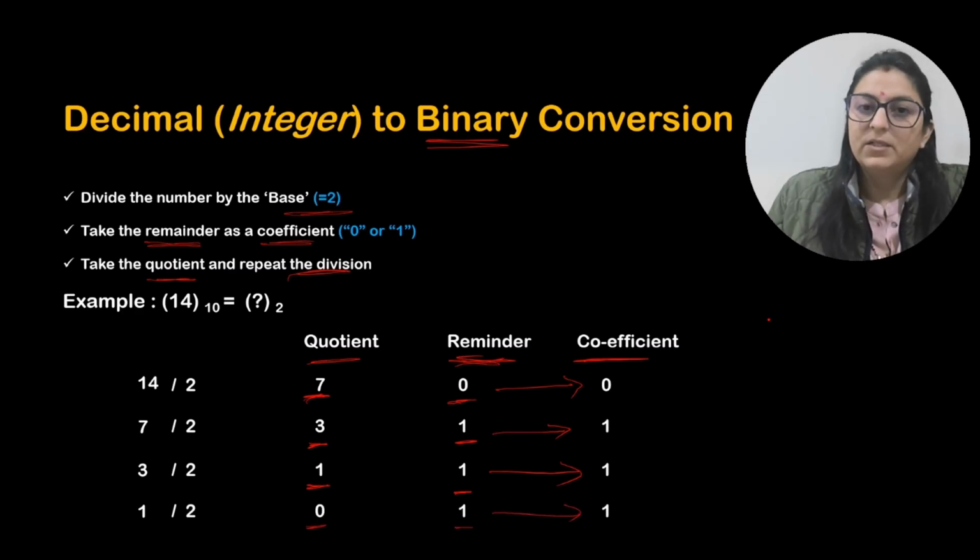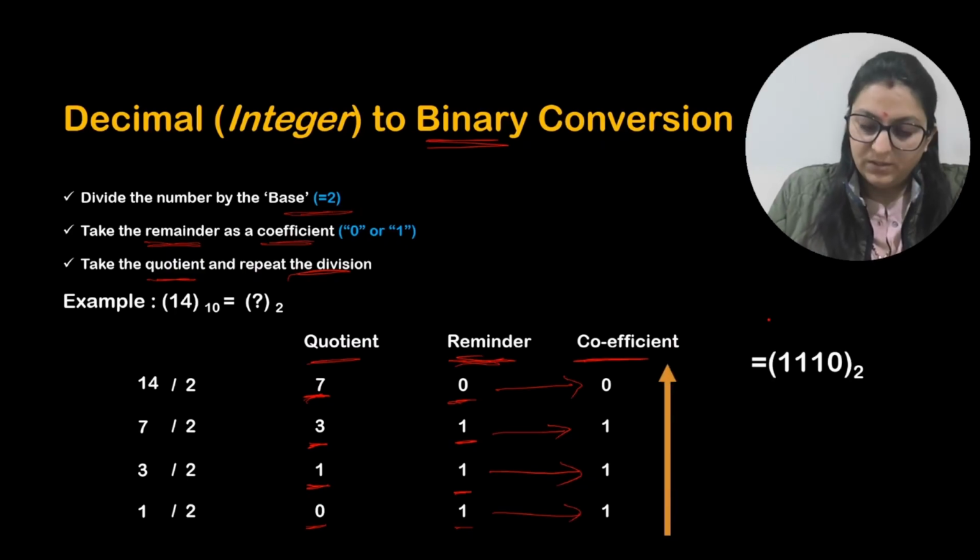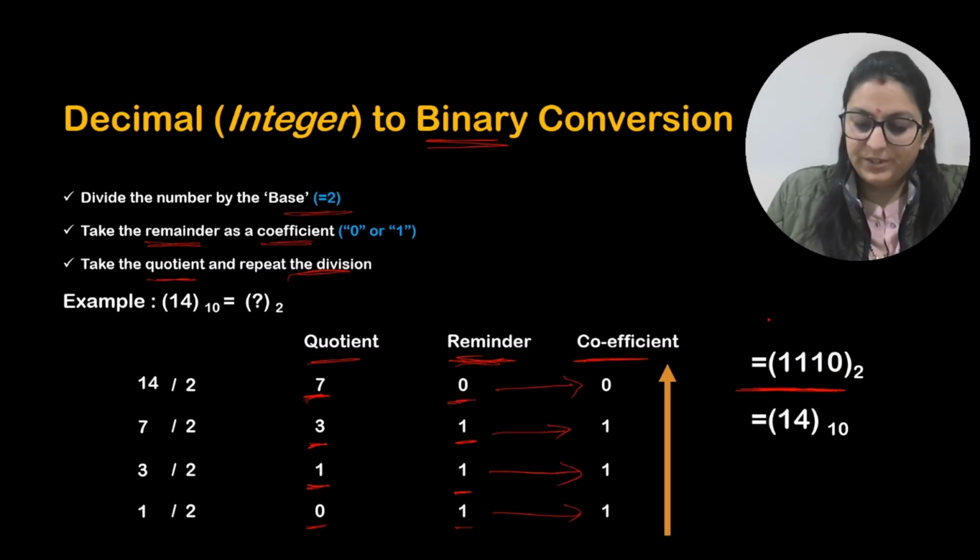So those are the coefficients. Now how will we convert this into a binary number? We will go from bottom to up. So your final binary number is 1110 for this decimal number 14.